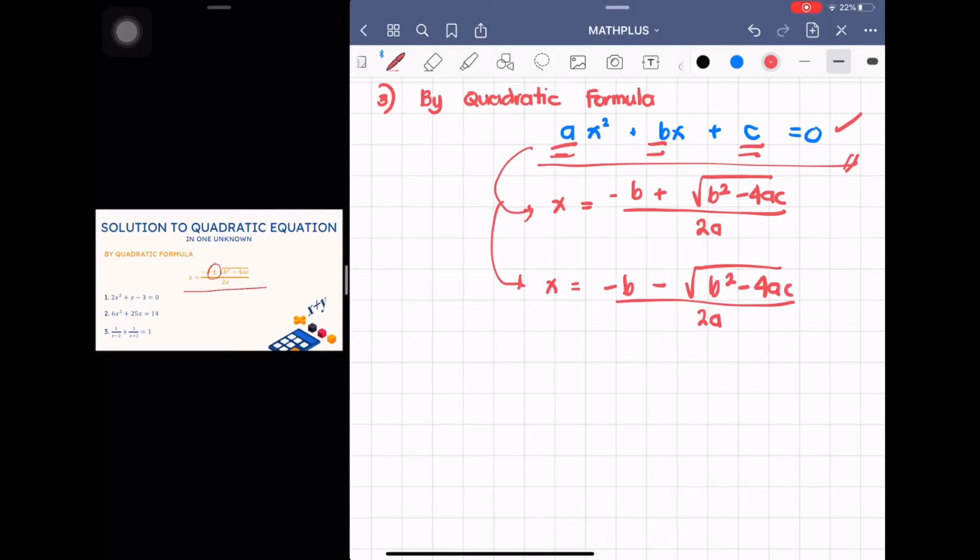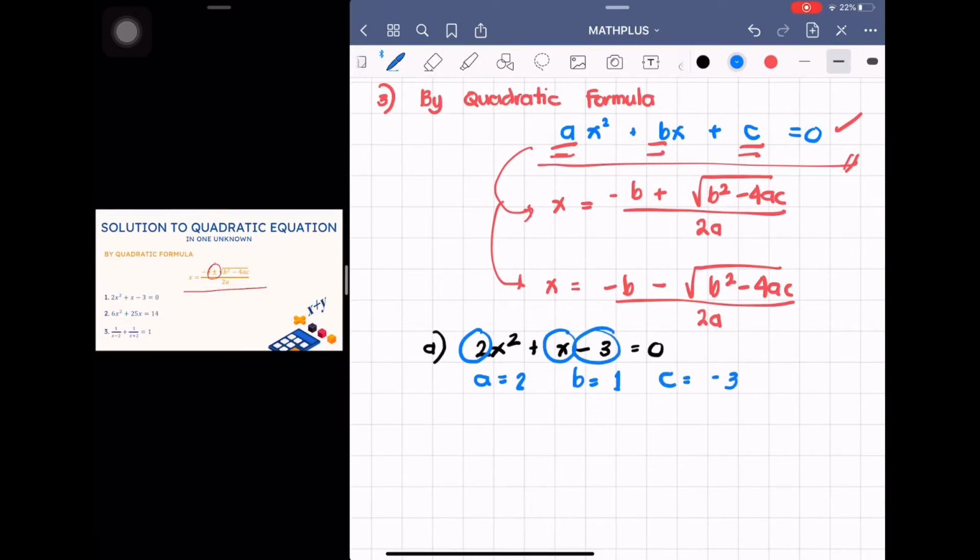The problems I wrote in this slide for the quadratic formula are the same equations we had in the previous video where we solved them using completing the square. So let me just write the question. You have 2x squared plus x minus 3 equivalent to 0, which is already in the general form. Thus, a will be equivalent to 2, b will be equivalent to 1, the coefficient of x, and c is equivalent to negative 3.